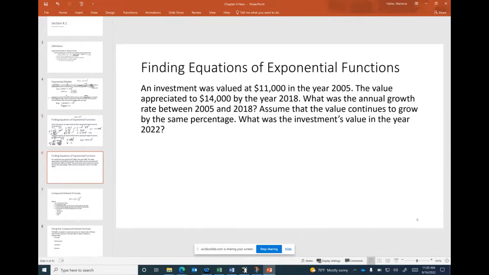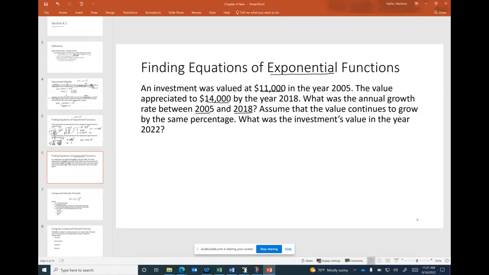Let's look at another example. Here we have an investment that's valued at $11,000 in the year 2005. Now, by the year 2018, that investment had grown or appreciated to $14,000. All right. What was the annual growth rate between 2005 and 2018? And we're going to assume that this growth was exponential in nature. Okay, we're going to assume that. So what do we do with this?